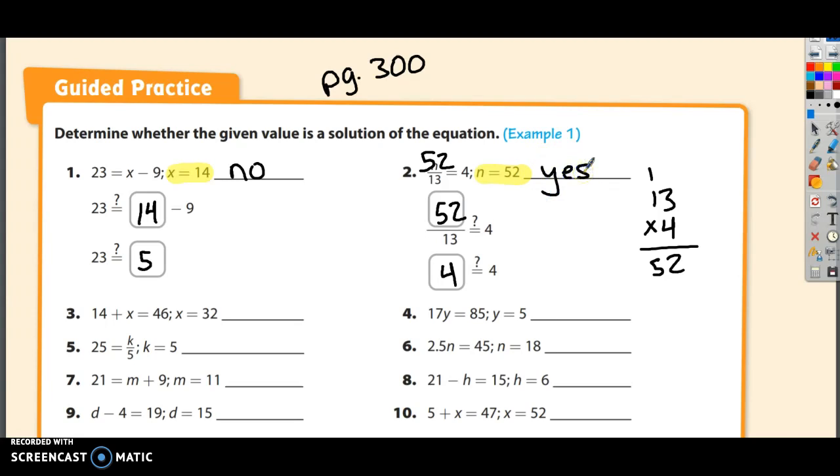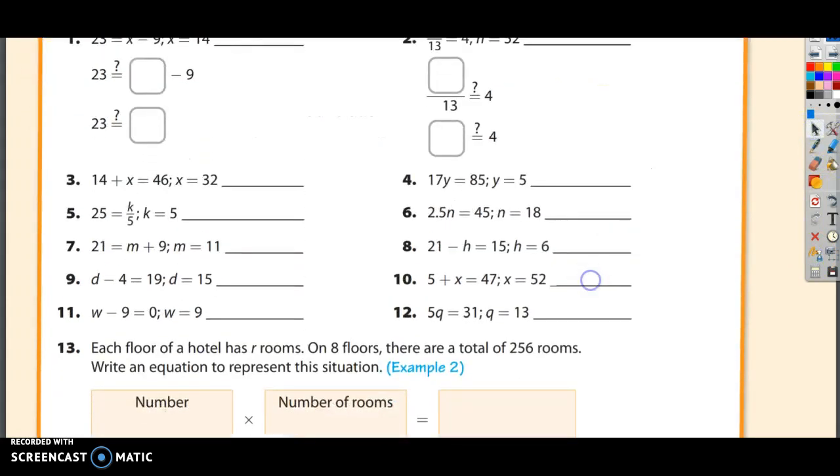So for the rest of these, I'm going to do the same exact thing. I'm going to scroll up and make a little bit of space here. You can actually see I could do it real quick. On number 3, it says x is equal to 32. So I'm going to take x out and replace it with 32. Is 14 plus 32 equal to 46? And the one right below it, number 5, k is equal to 5. It says right here, k is equal to 5. So I'm going to take k out and replace it with 5. That's what I'm going to do on every one of these problems. If you want to try these on your own, you could hit pause and then resume the video when you're ready to check your answers.